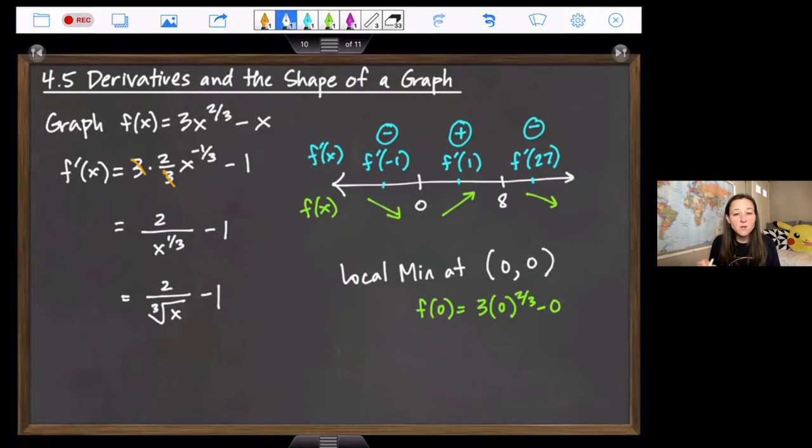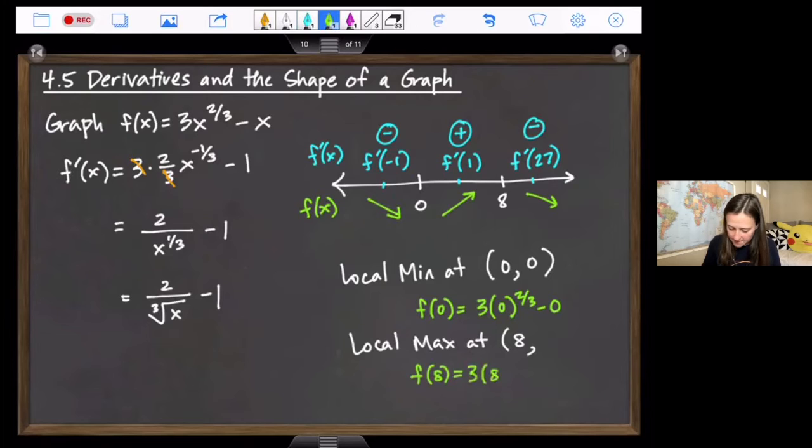And then we know we're increasing up until we get to 8 and then decreasing thereafter. So we're going to have a local maximum at x equals 8. So we have a local max at x equals 8. All right, so let's find f of 8. F of 8 is going to be 3 times 8 to the 2/3 minus 8.